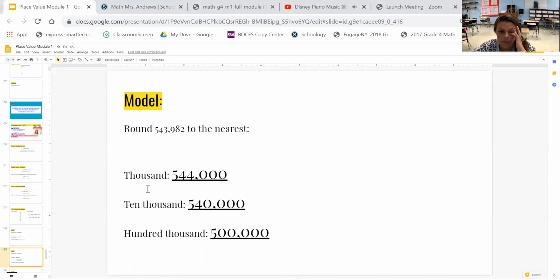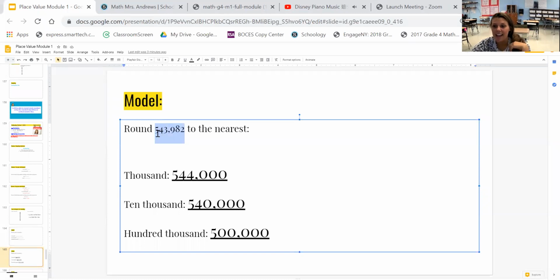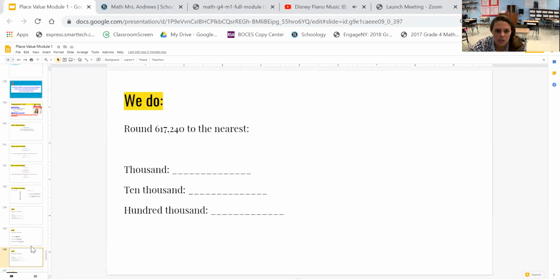Here are our answers. So I rounded to the 1,000, the 10,000, and the 100,000. Now remember, one of the reasons why we round is to make friendly numbers. These friendly numbers are way easier to add, subtract, multiply, or divide with than the exact answer. But we also have to remember, because we're not dealing with the exact, our answer is just an approximation. It's just approximately. It's not the exact answer. Okay? All right, you guys are going to try some now.